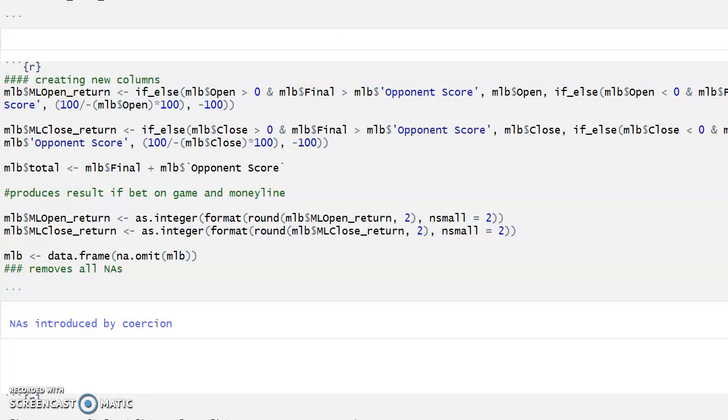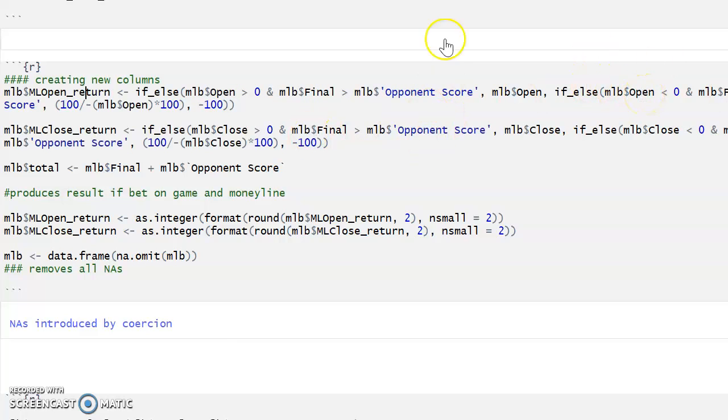But the new column that I've created in MLB was the MLB return and the MLB close return. But for the most part for this project, I just use MLB open return. So this was basically an if-else statement. So if you bet $100 on each position for each game throughout the course of the year, what return on money would you get? So if you bet the underdog, which is if it's higher than 0, that positive number, and their score is higher than the opponent's score, then you'll get that money back.